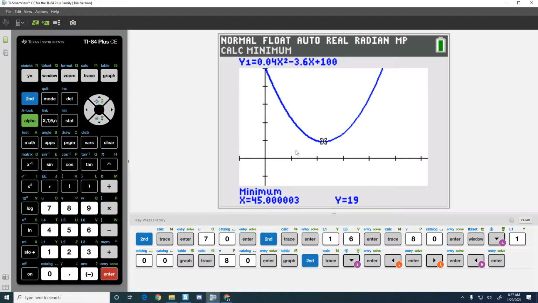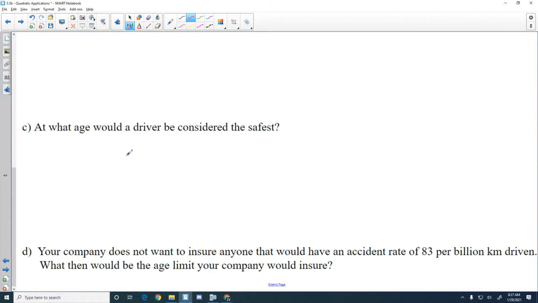Yeah, good. All right, so 45 would be the age that has the lowest number of accidents. They're only likely to get into 19 accidents, and that's the lowest possible number. That'd be when you're at age 45. So, 45 years old.